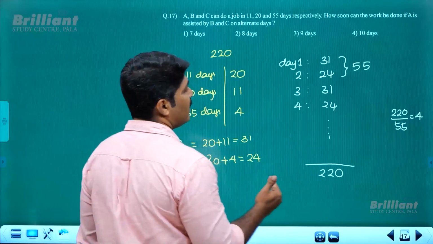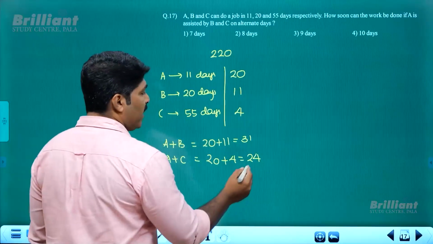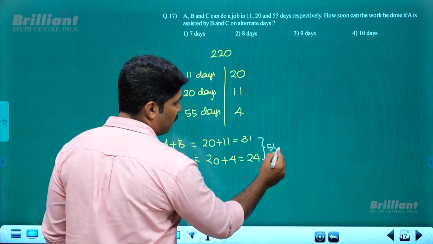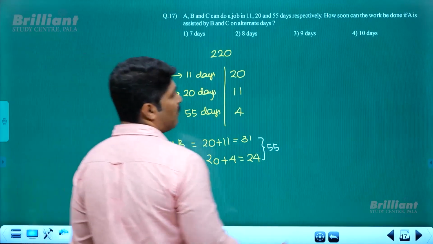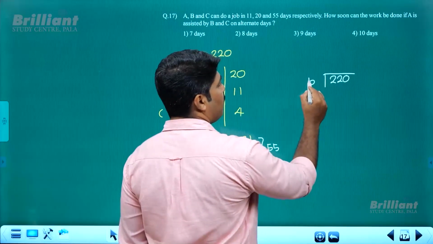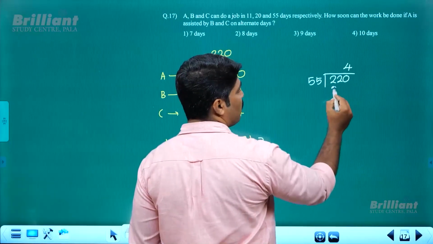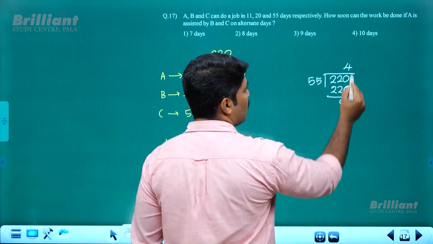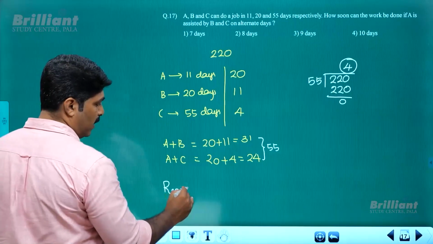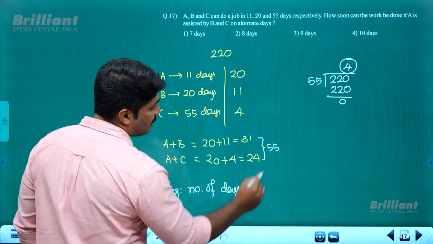So how can we connect these concepts in a logical way? While we are considering their combined work, they together can finish 55 units of work. For getting the number of days, consider the total quantity of work as 220. We divide that by this combined efficiency. We know that 4 times 55 will make this 220. So take this 4 as the required number of days.